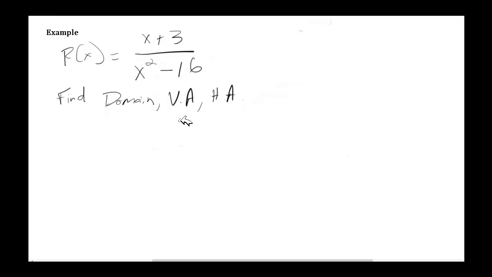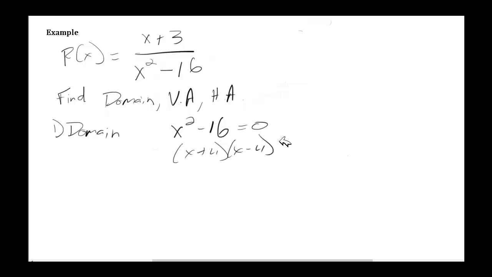Okay, so here's a rational function. It's a polynomial over a polynomial. We're going to find the domain, any vertical and horizontal asymptotes. So first, the domain. All I'm concerned with is the bottom. So take the bottom, set it equal to 0, and solve. Factor. So I get x cannot be minus 4, and x cannot be 4.